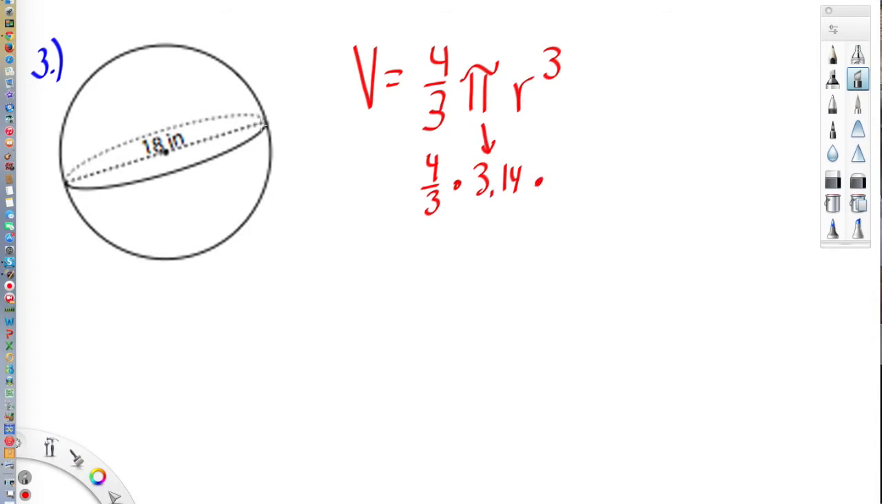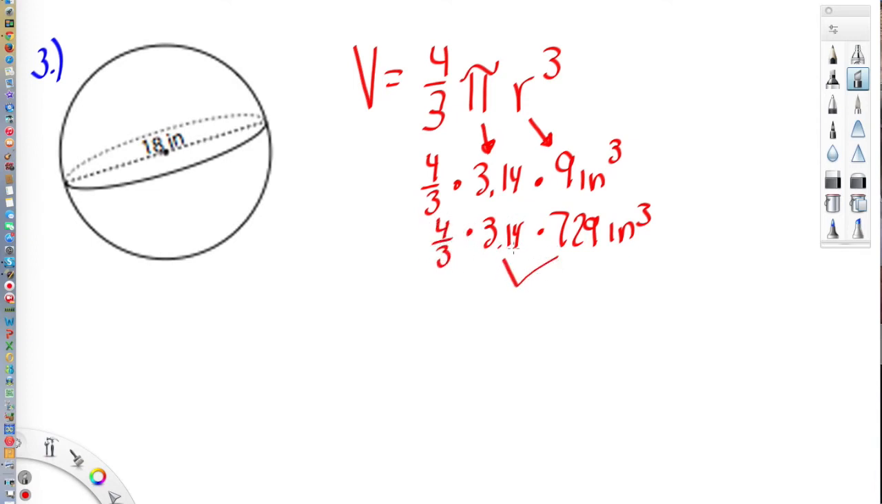The diameter is 18 inches. So the radius would be half of that, which is 9 inches. And I need to cube that. Just be careful. Sometimes we rush through and we just plug in whatever number they have here for the radius. Make sure you have the radius and not the diameter. So we need to cube 9, and 9 times 9 times 9 is going to be 729 cubic inches. And then I'll multiply that by 3.14 and 4/3.